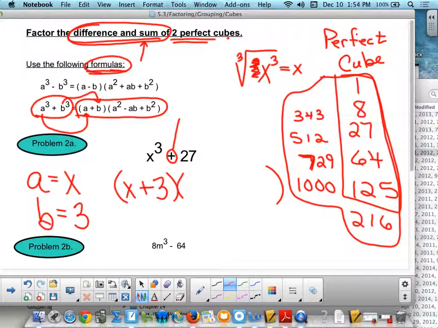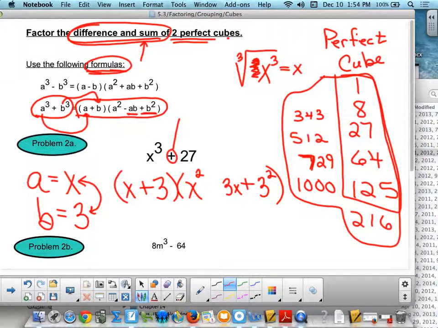Okay, now the back part is just a trinomial. But it's your a squared. What's your a? X. So then what do you do to your x? Square. Now do your b and square it. Plus 9. But I'm going to just write it out like the formula says, 3 squared. In the middle, it says take your a times your b. What's this times this? 3x. Okay, so then I'll write 3x.